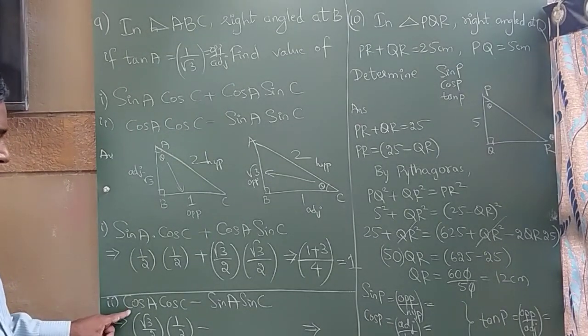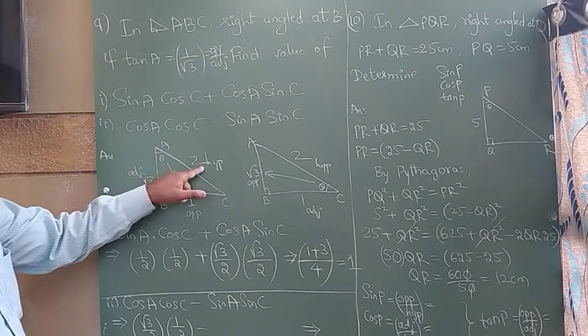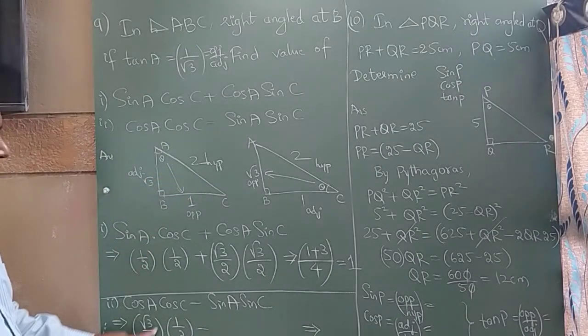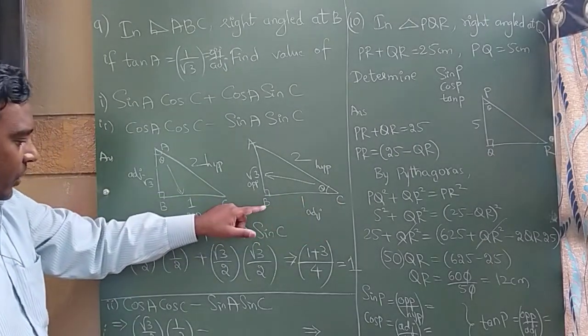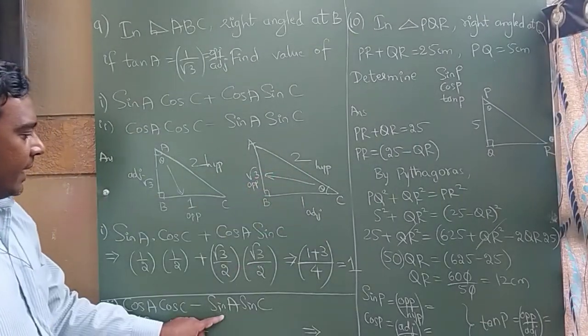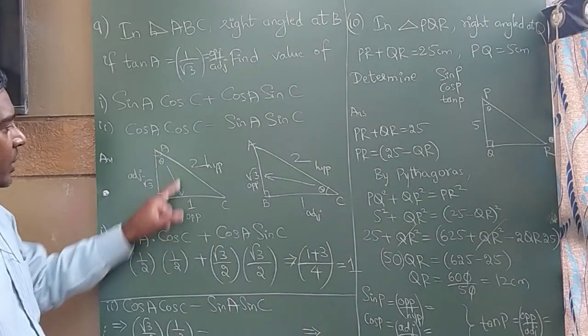Fine. Now next one. Cos A means you should see this one. So adjacent upon hypotenuse, so root 3 upon 2. Cos C means you should see this one because angle is at C. So this will become 1 by 2. Sin A, you must see this triangle because angle is at A. So it is 1 by 2.